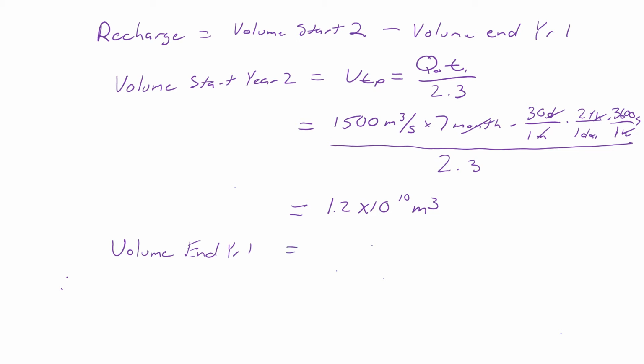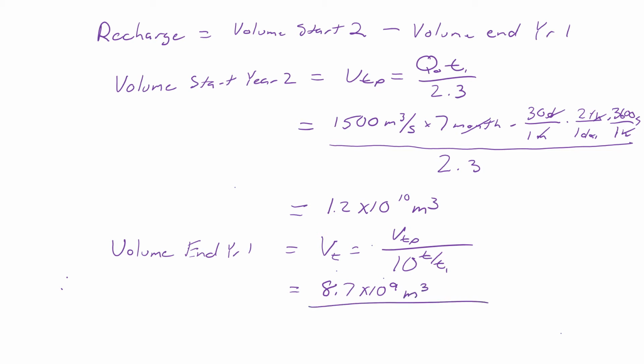Volume at the end of year 1. We can use our other equation. VT equals VTP times 10 to the minus T over T1. We've actually calculated VTP several times now. 8.7 times 10 to the 9th meters cubed, over 10. T was 9 months. T1, the time it takes to drop to 1/10 of the original flow, was 7 months. Those cancel. You don't have to change those to days unless you want. If you multiply all this out, I got 4.5 times 10 to the 8th meters cubed.